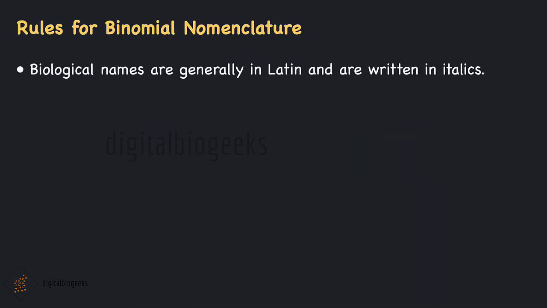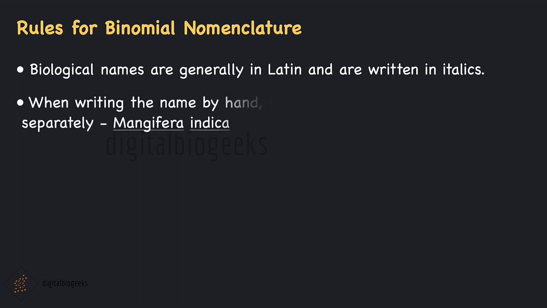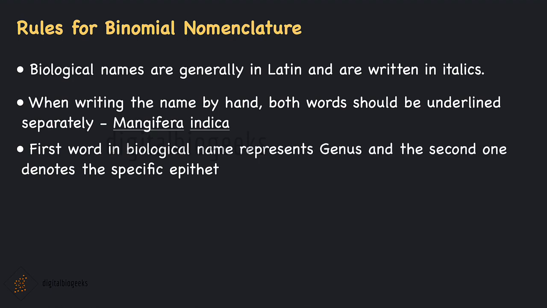Biological names are generally in Latin and are written in italics. When writing the name by hand, both words should be underlined separately. Here, the scientific name of mango, Mangifera indica, is written separately and underlined separately. The first word in the biological name represents the genus and the second one denotes the specific epithet or species. Like we discussed earlier, Mangifera is the genus and indica is the species.